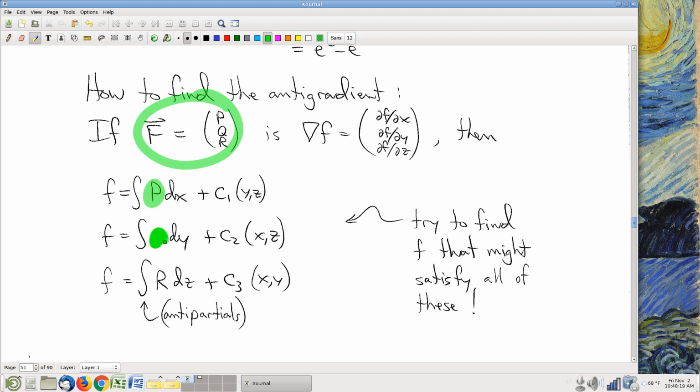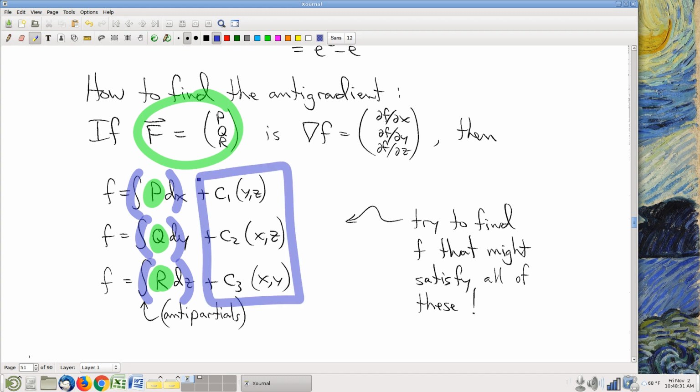Those components take the corresponding antipartials. Take the x antipartial of the first one, the y antipartial of the second one, the z antipartial of the third one. Don't forget to add in your constant functions, who knows what they might be. If we're looking for this function f, try to find a single function that will satisfy all three of these equations. All three of these equations have to work. You may or may not be able to find a single function, little f, that satisfies all three of these equations. But if you do, then you're good.